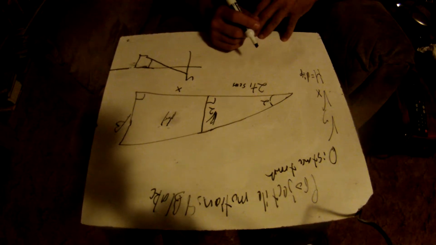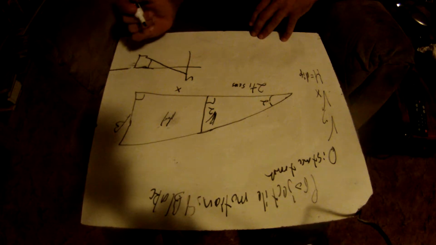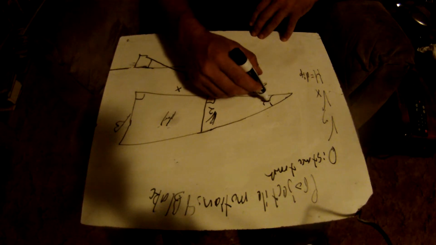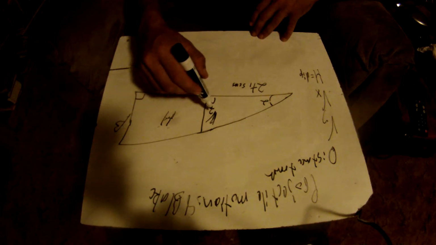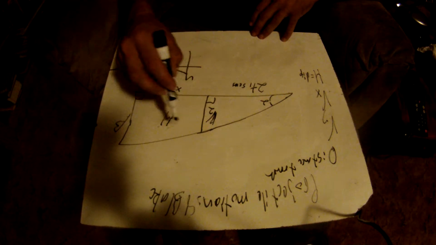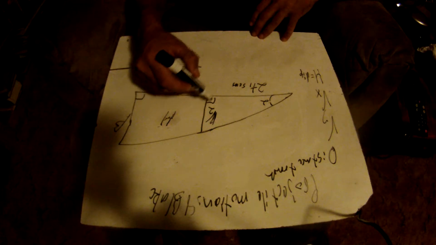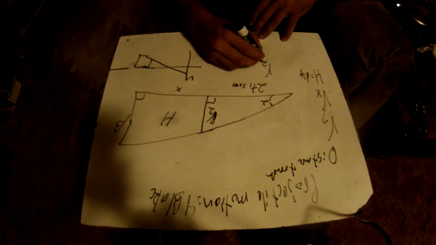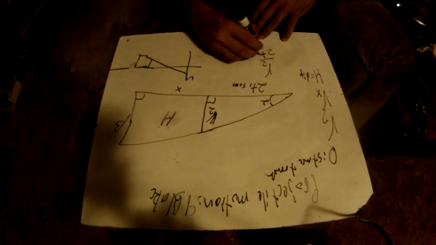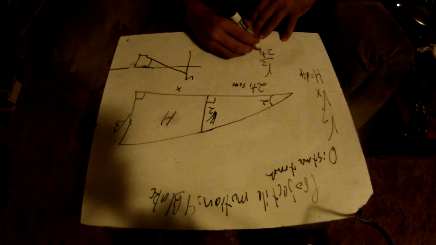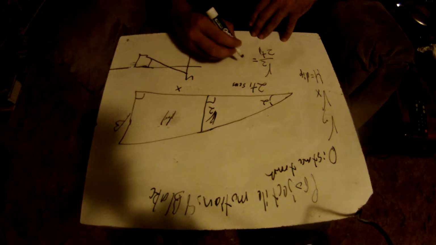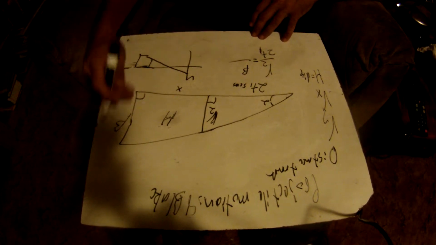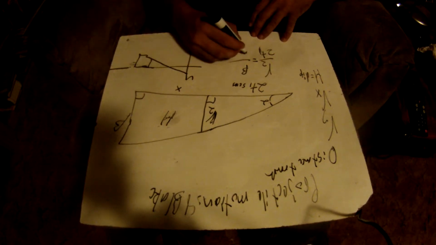Anyways, let's see. Well, we do know that this angle is the same. So what that means is the ratio of the triangles would be the same. In other words, this side divided by this side is the same thing as the larger triangle side divided by this little side.